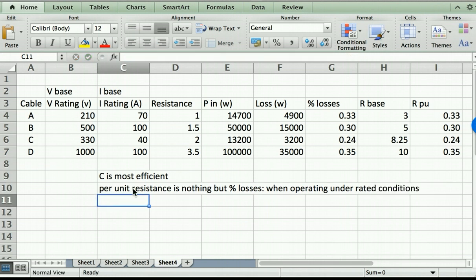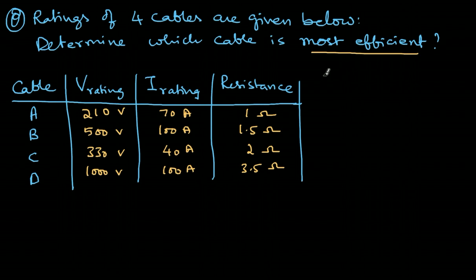So of course the rating is 40 amperes. Instead of 40 amperes, if I send 50 amperes, of course the power losses will be more than 24%. That's a different thing. We are assuming everything is operating under rated conditions. Under those conditions, the per unit resistance is nothing but the percentage losses. So this is one practical advantage or benefit of calculating the per unit resistance. So percentage losses is equal to per unit resistance.